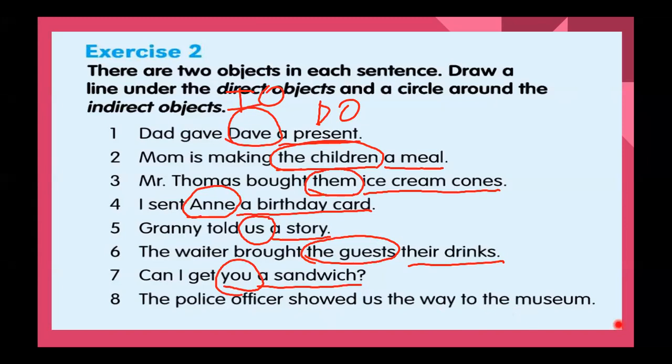The police officer showed us the way to the museum. So tell me what's the direct object over here? Okay, पहले बोलिए मुझे क्या दिखाया है आपको? Showed यहाँ पर verb है. क्या दिखा रहे police officer? What is the police officer showing? Way. Museum. तो यहाँ पर the museum is the direct object. अब किसको दिखा रहे हैं museum? Us. Okay. So yes, us becomes the indirect object over here.